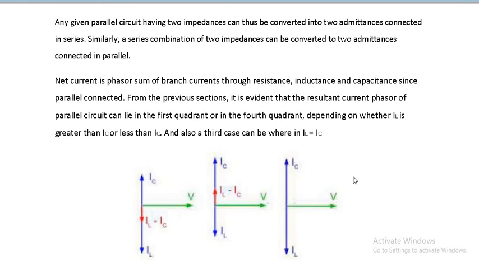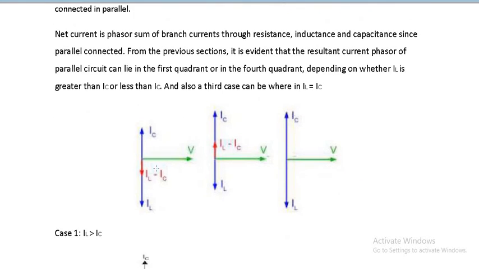Okay, so you can see over here the different cases drawn in the phasor diagrams. So this is voltage, okay, as the reference phasor. We'll be having IR in the same phase, right, because that is the speciality of resistive circuits, that current and voltage are in the same phase, or the phase difference between voltage and current is 0. Okay, so you can see over here IC is drawn like this.